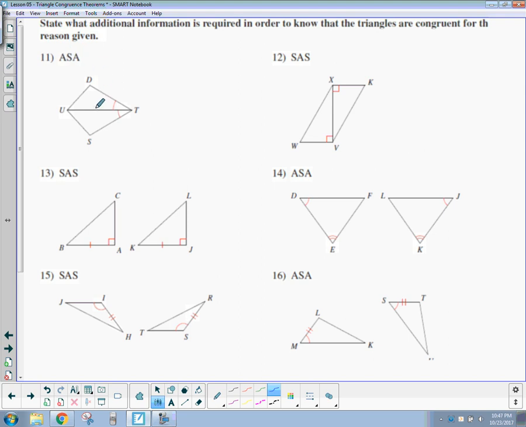We're sandwiching the side, so we need this angle and that one. I'll use 2 half moons. We need to go ahead and put 3 for this, so angle DUT should be congruent to angle TUS. I wrote this one a little differently, but I need you to understand the U is the important part. It needs to be in the middle.